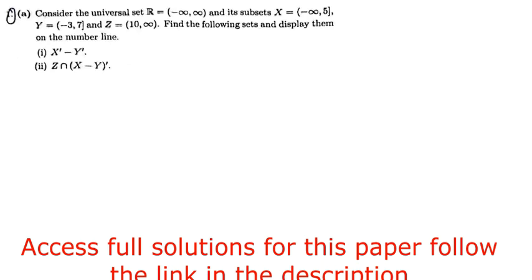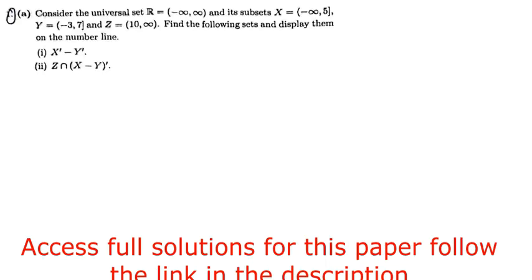In this tutorial, we are going to solve some questions under math, and these questions have come from different topics, and this is the past paper for 2024. Okay, so the first question which I have is saying, part A, consider the universal set R, from negative infinity to positive infinity, and also saying that each subset we have got x from negative infinity to 5, 5 is included, y is negative 3 to 7, 7 is included, then z is 10 to positive infinity.